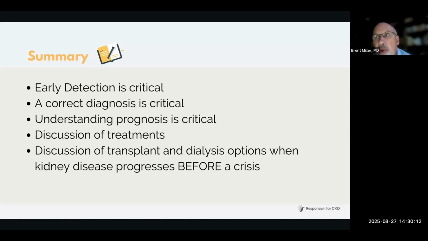There are treatments now for almost every kidney disease, multiple treatments, and they have pros and cons. That needs to be thought about and discussed and reevaluated and discussed again. It's an ongoing thing. And then lastly, we need to discuss our transplant and dialysis options when we know that the kidney disease is progressive, but before it's a crisis. And that's it. With that, I'll be happy to take any questions.